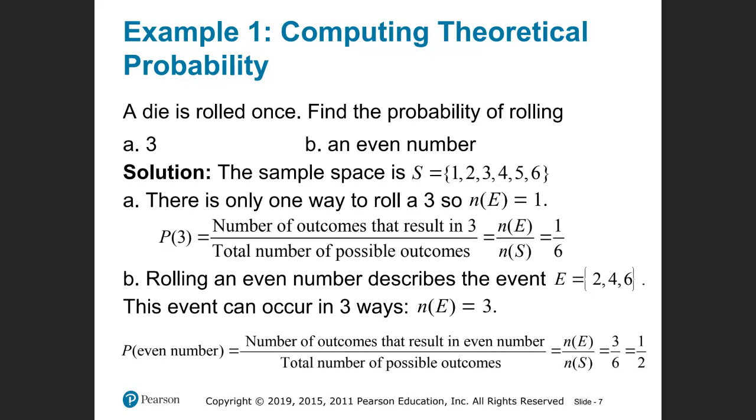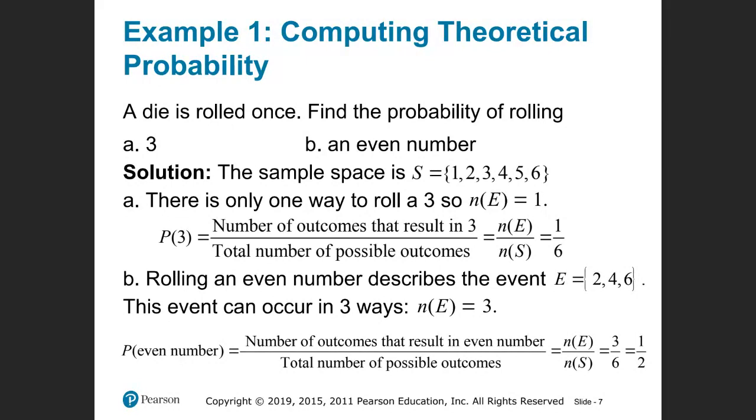Example 1, computing theoretical probability. A die, that's singular for dice, is rolled once. Find the probability of rolling A, a 3, and B, an even number. Solution. The sample space S is equal to the set containing 1, 2, 3, 4, 5, 6, because the die has 6 sides.